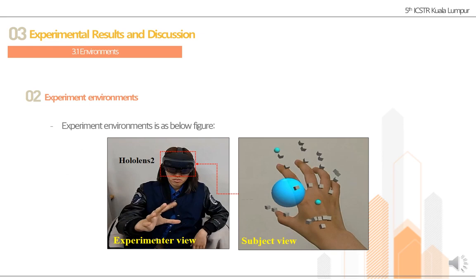The second point is experiment environment. The experiment environment is as shown in the figure on the screen. Subjects wear a HoloLens 2 as in the experimental view in the figure. And then subjects can see a virtual hand augmented on their hands and virtual objects like a sphere in the subject view in the figure.